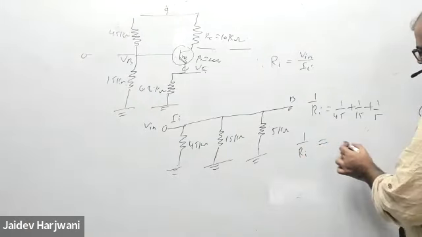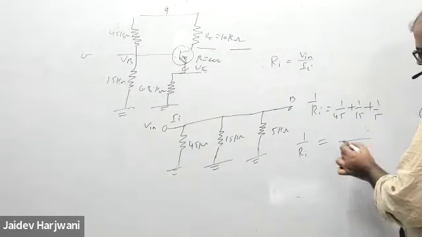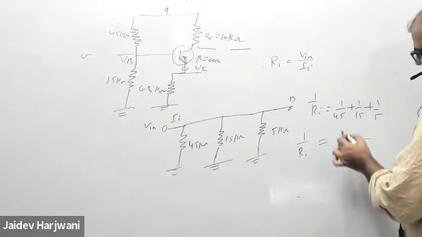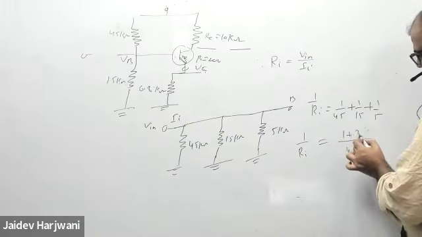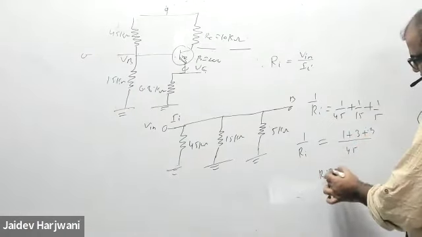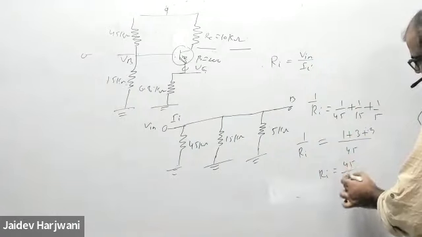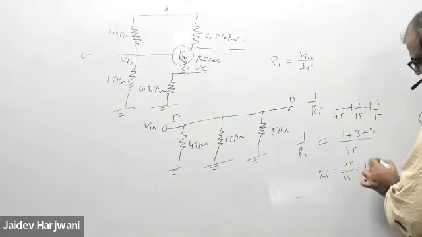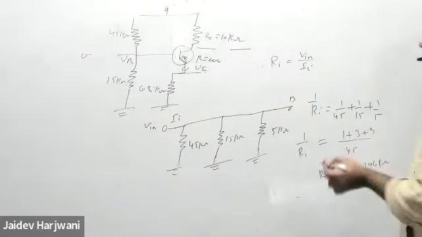So this is 1 by 45, 45 by 13. So this is 45. This is 1 plus 3 plus 9. So Ri will come 45, 3.46 kilo ohm. Okay, this is your input thing.